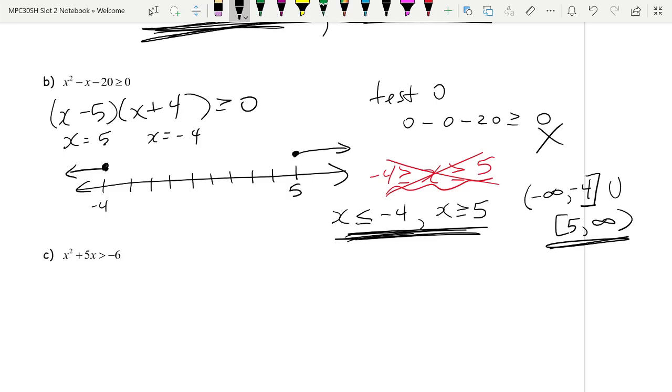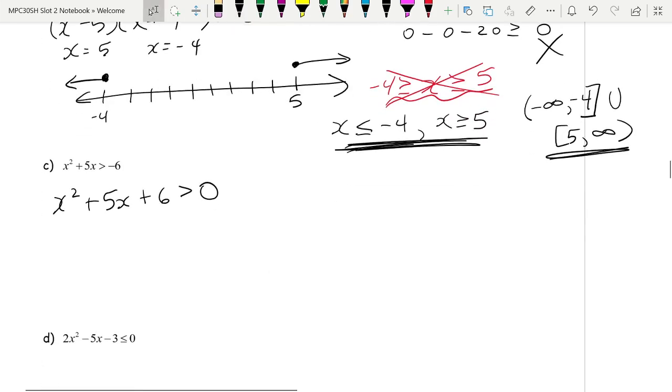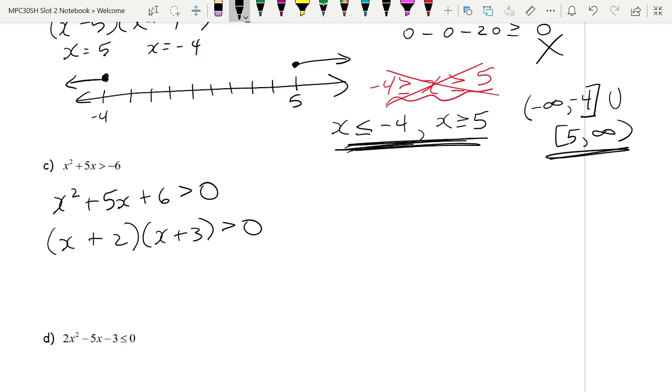So I'm going to get all the terms to one side by adding, and now I'm going to factor again. So let's see, this guy factors. What two numbers times to make 6 add to make 5? I think it's 2 and 3, right? And okay, so my boundaries are -2 and -3.